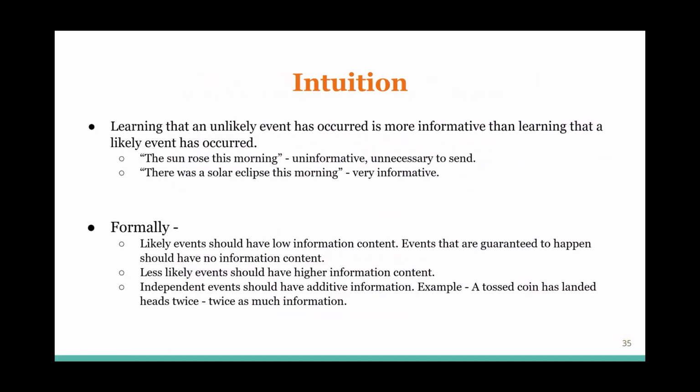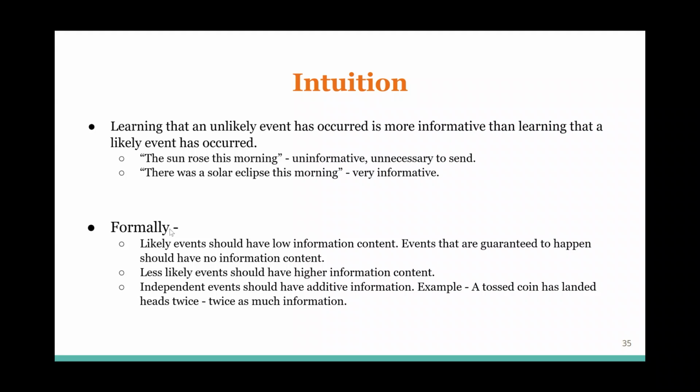And the intuition here is, say we have an unlikely event that has occurred. They say that an unlikely event that has occurred is more informative than a likely event. The example given is: the sun rose this morning. It's not that informative, and it's not essential information to be sent. But something like there was a solar eclipse this morning is very informative, and that is important to be sent as a message.